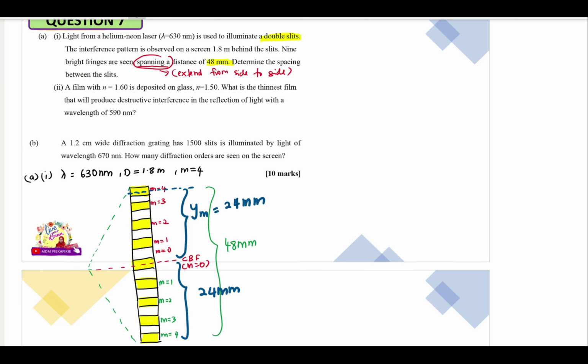So soalan minta kita cari spacing between the slits, means that we want to calculate d kecil. So kita boleh guna equation untuk selesaikan soalan ni.